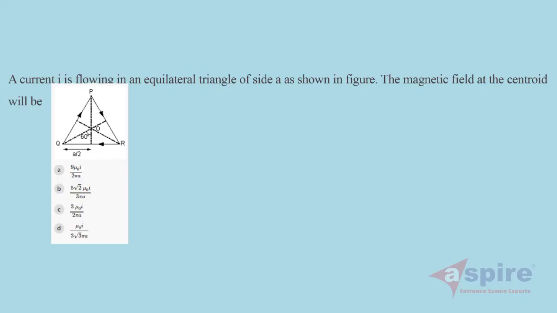A current I is flowing in an equilateral triangle of side A as shown in figure. The magnetic field at the centroid will be. So before going into the solution, let us discuss something about the mathematics behind the equilateral triangle and its centroid.